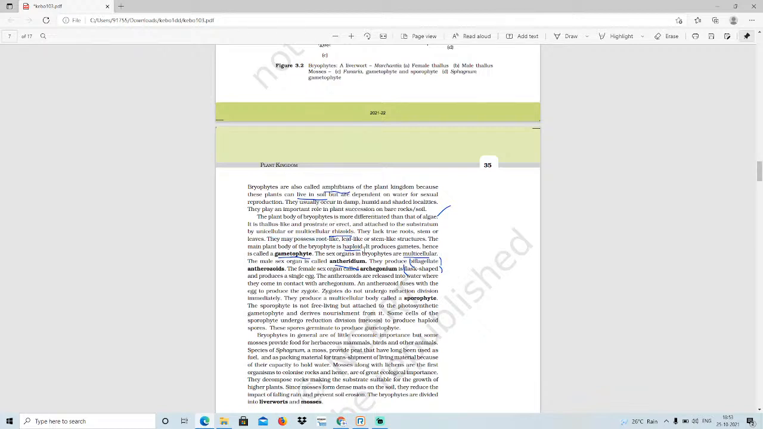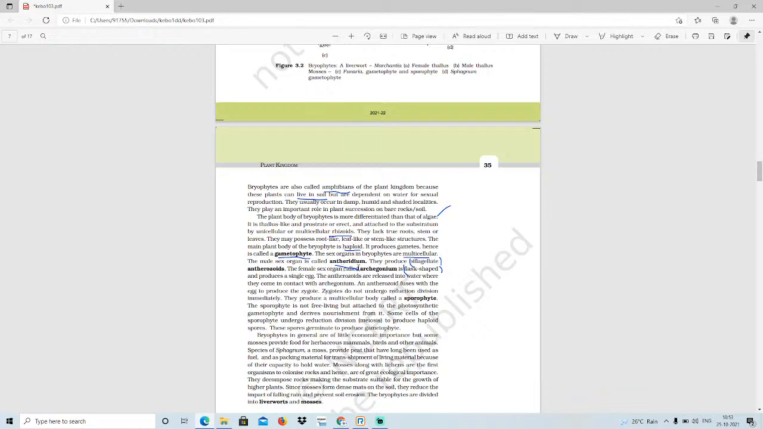So the main plant body of the bryophyte is haploid. We should have studied this already in previous classes, but the meaning of haploid is any cell that has one set of chromosomes. Okay, so let's make this clear. The main plant body of the bryophyte is haploid. So this means that the cells present in the bryophyte have only one set of chromosomes. So it produces gametes, hence it is called a gametophyte. Whichever produces gametes is called a gametophyte. So that is very simple, and the bryophyte is a gametophyte. So that's very clear here.